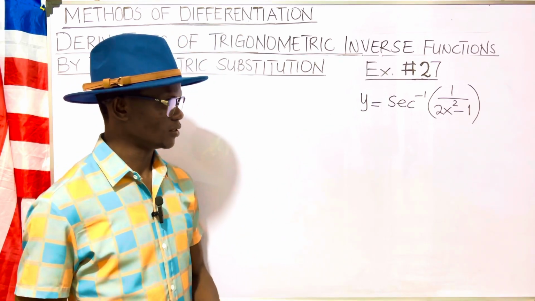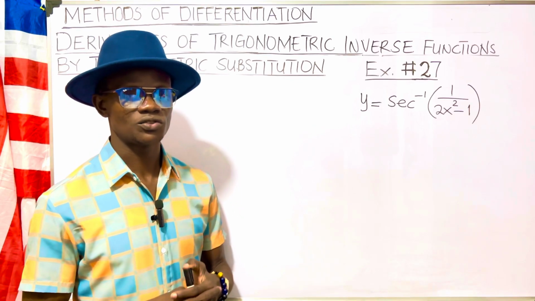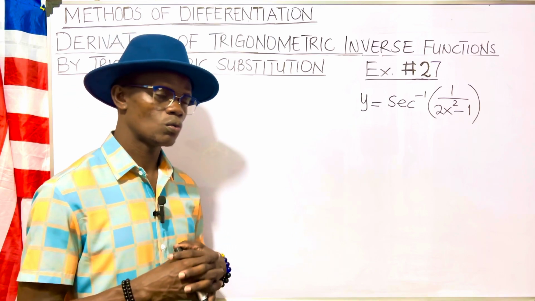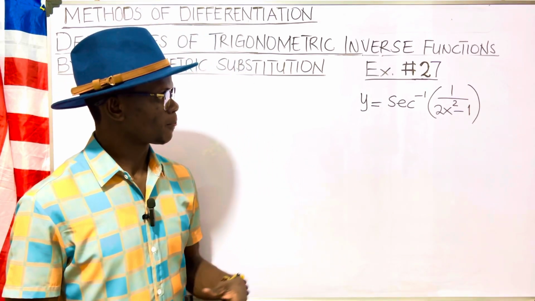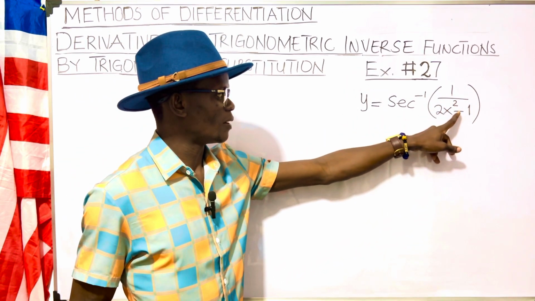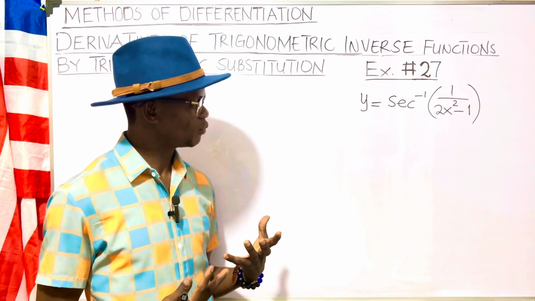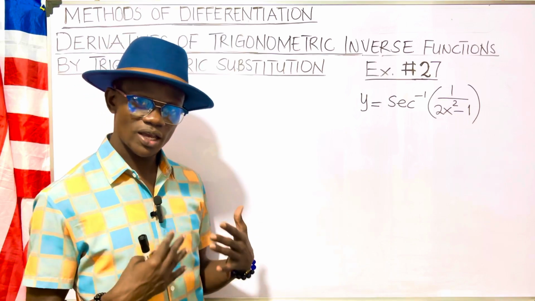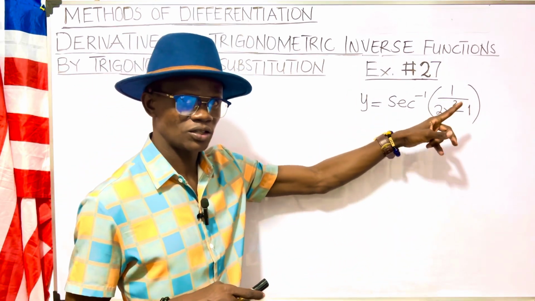Now, again, as a reminder, whenever you have a trig inverse function and you want to apply the trig substitution method, you must first have an understanding of the trigonometric identities to know which substitution to employ. So we have 1 divided by 2x squared minus 1. If we look at the denominator, 2x squared minus 1.